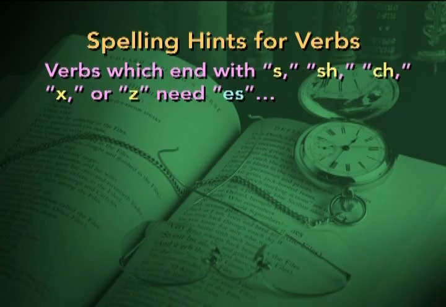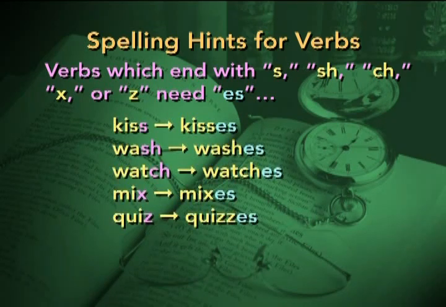Verbs which end with S, or SH, or CH, or X, or Z, they need ES for the form. So kiss ends in an S, becomes kisses. Wash becomes washes. Watch becomes watches. Mix becomes mixes. Quiz becomes quizzes.